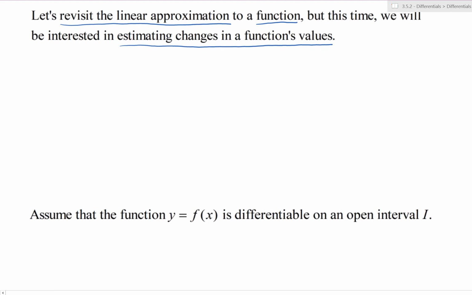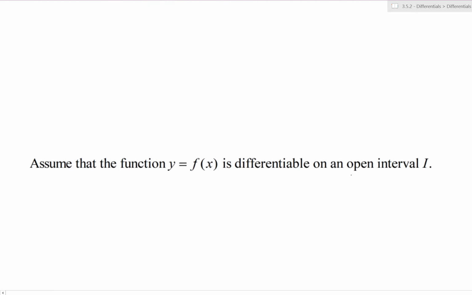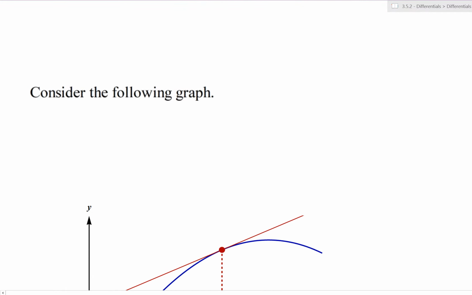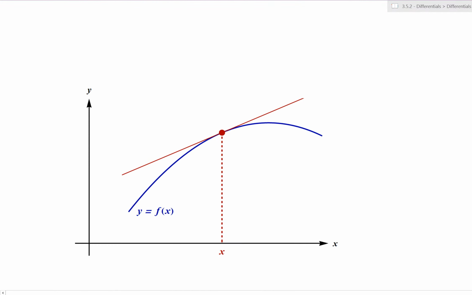Well, let's first assume that we have a differentiable function, f of x, on an open interval I. So, function f of x, nice and differentiable, and let's consider the following graph here. The blue function is y equals f of x, and here we have some particular value of x that we're interested in. We have also drawn the tangent line at the point on the curve of f of x at x. The function is nice and differentiable, and therefore the tangent line exists at x.